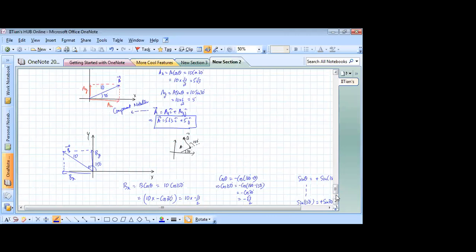So because it is 10 j cap, it's lying along the y-axis. So what angle is it making with respect to the x-axis? It's making an angle of 90 degrees.